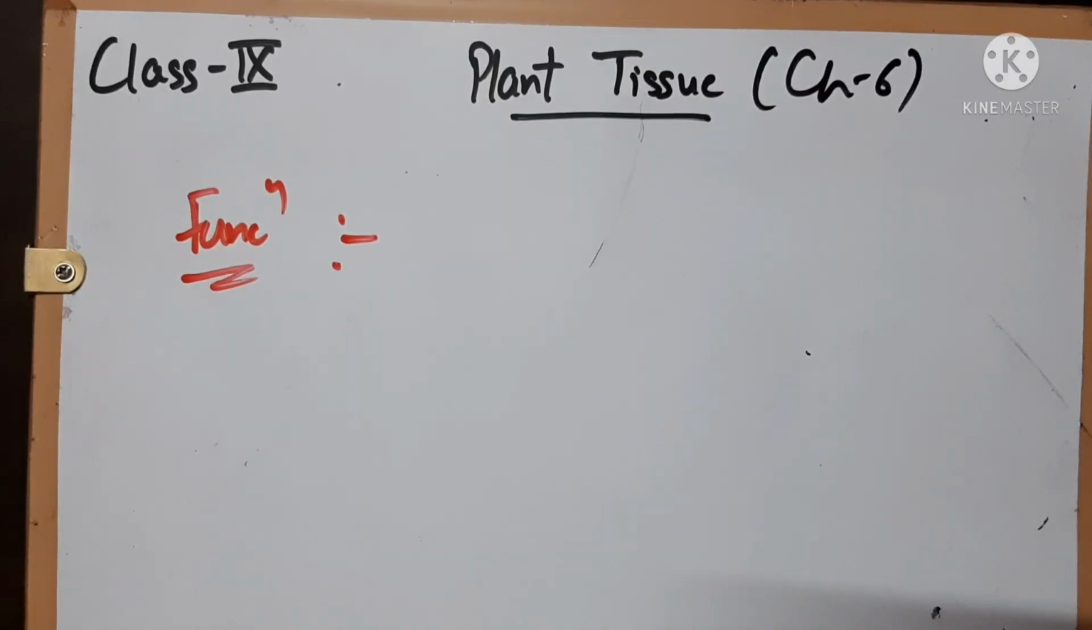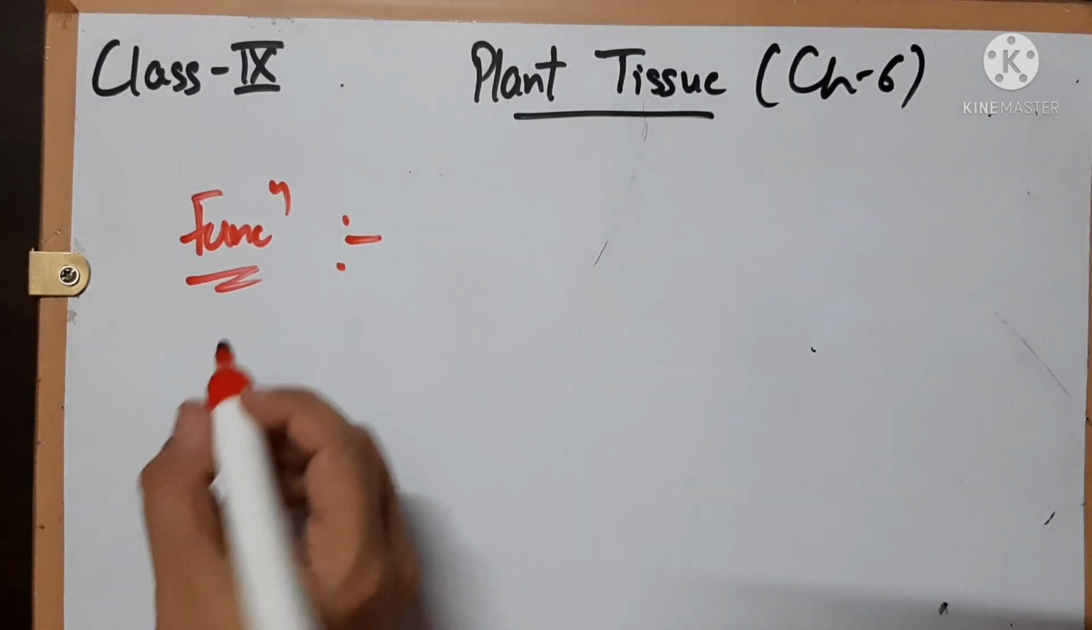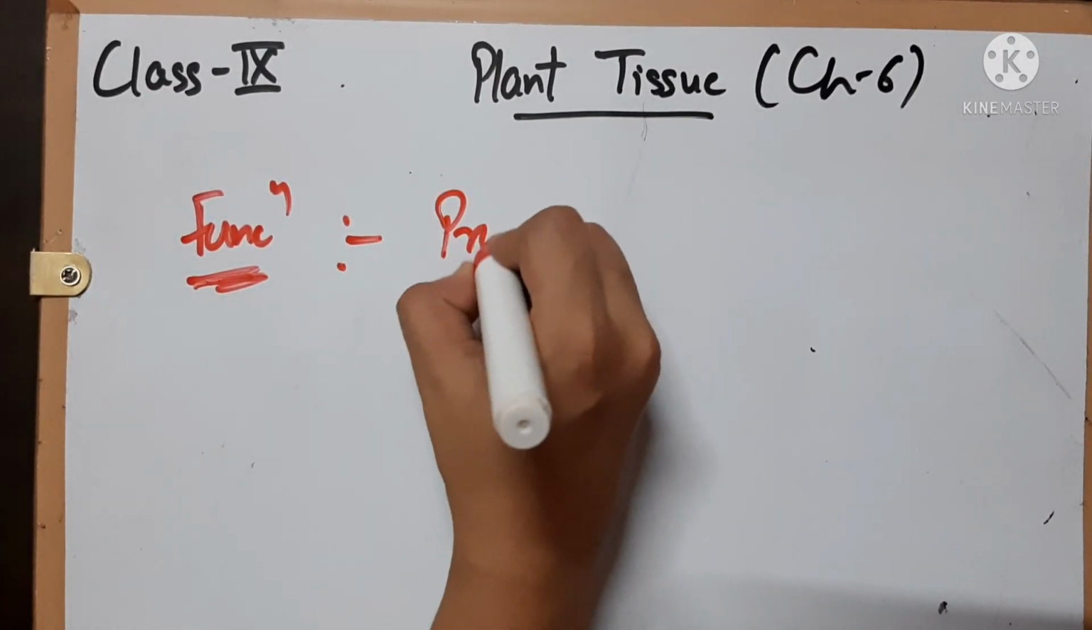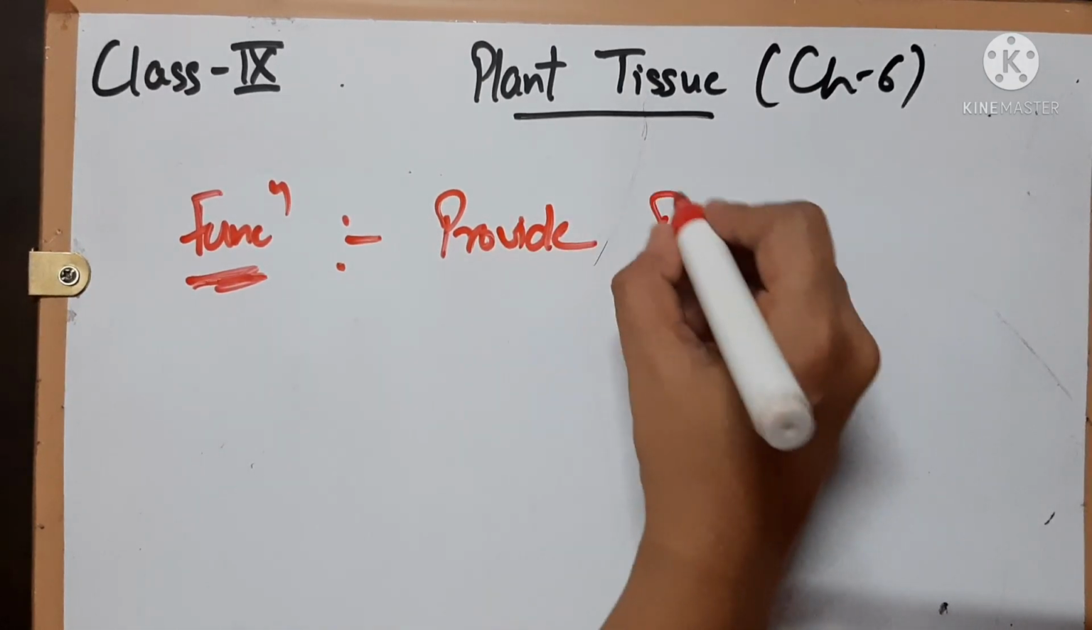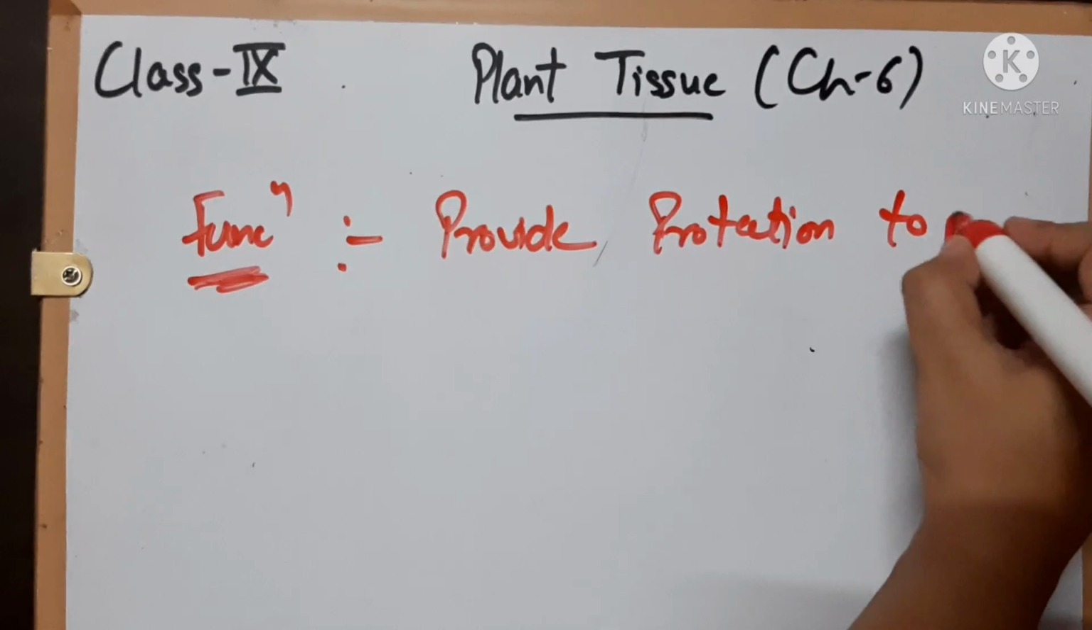So let's talk about the functions of the epidermis. As we are calling epidermis the skin of the plant body, so what does our skin do? Yes, it helps provide protection from the environment, or you can say injury or infections, etc. So does the plant epidermis. It will provide protection to the plant.